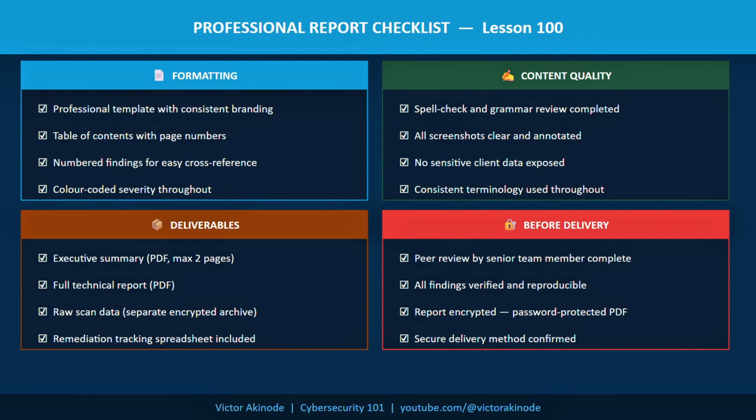The last one is before delivery, and this means that before delivery you should complete these checks. One, peer review by a senior team member, verification of client name and details, confirming all findings are verified and reproducible, encrypting the report using password protected PDF or PGP, and using a secure delivery method like encrypted email or secure portal. That's all for this lesson.